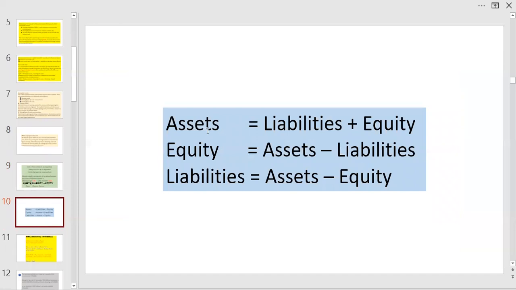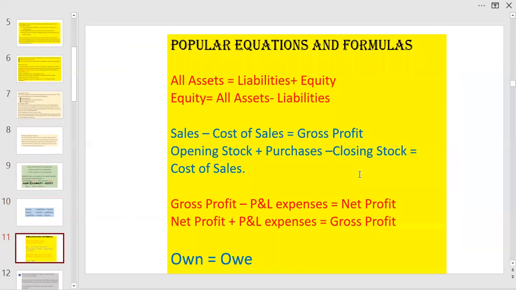For example, assets equal liabilities plus equity, equity equals assets minus liabilities, liabilities equal assets minus equity, and so on. And a few more: sales minus cost of sales equals gross profit, opening stock plus purchases minus closing stock equals cost of sales, gross profit minus profit and loss expenses equals net profit, and net profit plus profit and loss expenses equals gross profit. Hope students have understood. Now let's look at some illustrations.